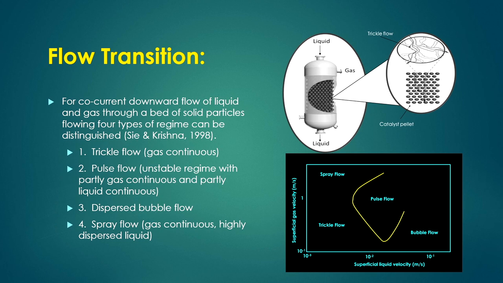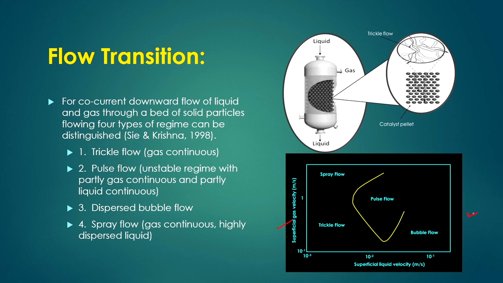So there will be a certain limitation for that. You cannot increase the liquid velocity or gas velocity beyond a certain regime, otherwise you will not be able to have that type of flow regime. So to get that special type of flow regime, within a range of operating conditions, you will see that it depends on the superficial liquid velocity and the superficial gas velocity.